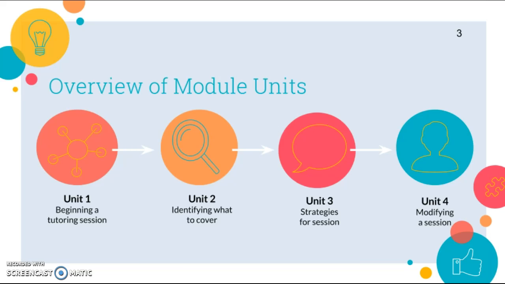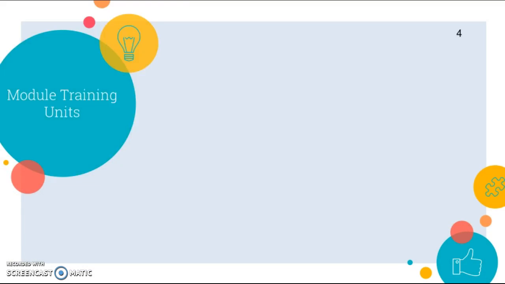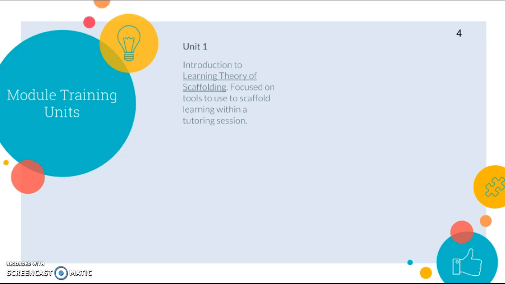So with that being said, I wanted to go into a little bit more detail as far as the theories and the different aspects that you can expect within these units. In Unit 1, it's all about the introduction to the learning theory of scaffolding. We're going to look at different tools to use in order to scaffold learning within your tutoring session. In Unit 2, we're going to review the 3 domains of learning theory. And again, this is all focused on identifying learners' needs through a specific 3-step process.